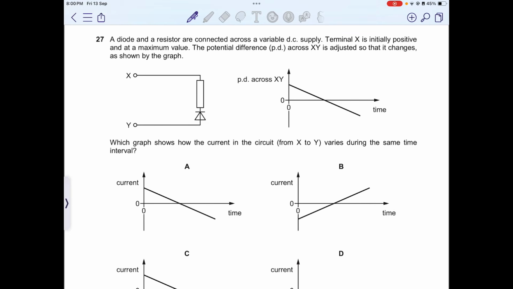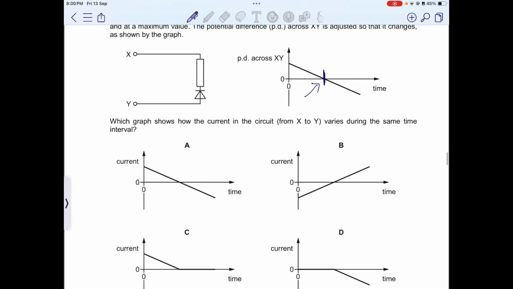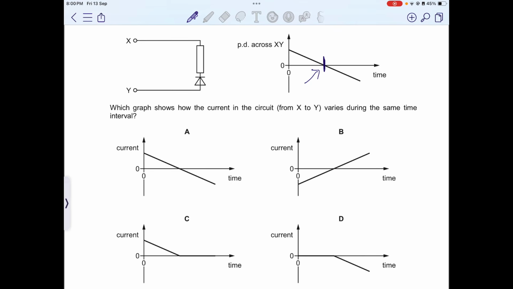So the potential difference is going in this direction. At this point, it's going to change direction, so it goes from Y to X rather. Which graph shows how the current in the circuit varies from X to Y during the same time? Now remember, when the current is going from X to Y, it would not flow because it's not in the direction of the diode. The diode says that current can only flow upwards.